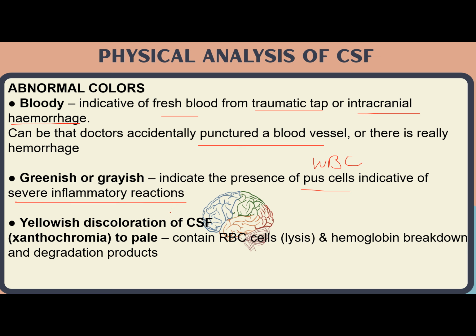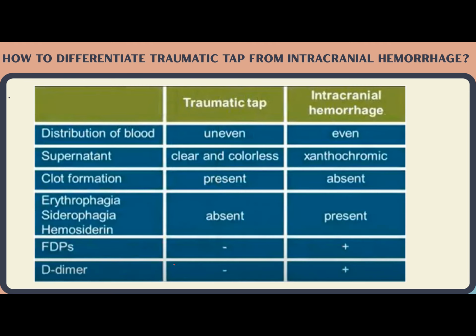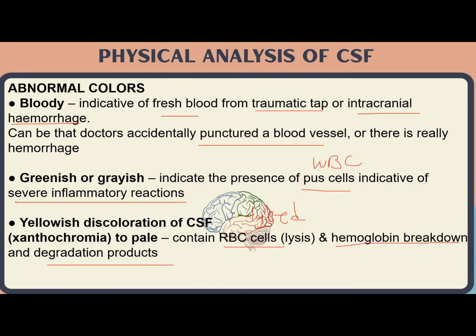If your CSF, class, would appear with yellowish discoloration, usually xanthochromic to pale, it could contain lysed RBC cells. Lysed, pumutok na, or RBCs that are already destroyed, and hemoglobin breakdown and degradation products. So how would you differentiate traumatic tap from intracranial hemorrhage? So let's use the different factors.